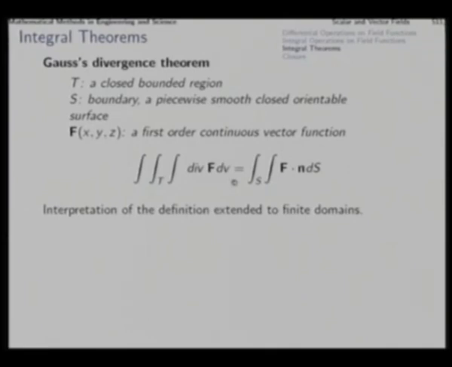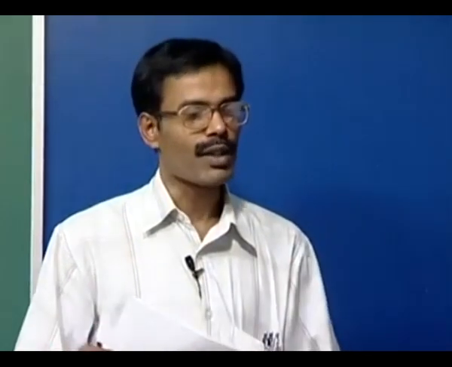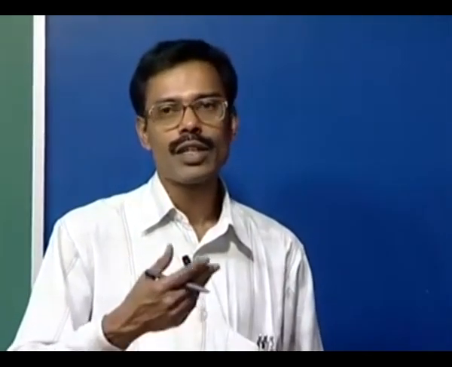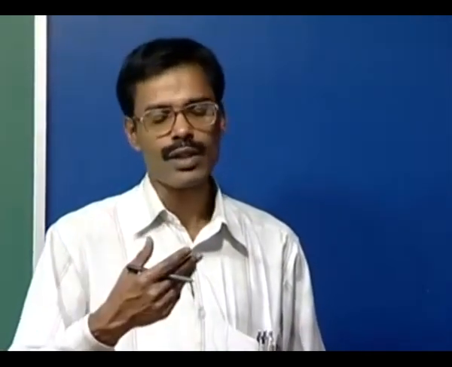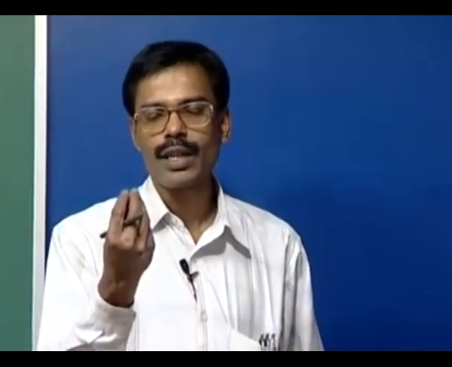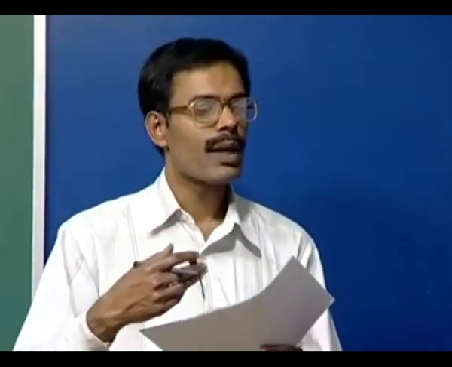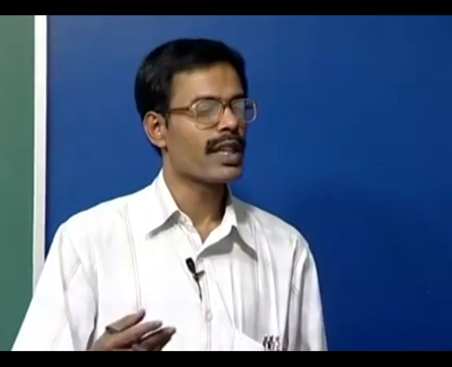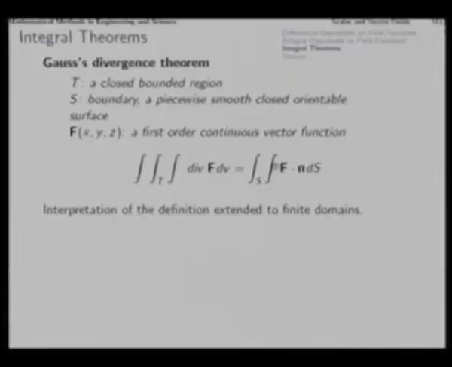Now, this is actually a direct result of the interpretation of the definition of divergence to the finite domains. That is, whatever is the meaning or interpretation of the quantity divergence for an infinitesimal domain around a point, the same theme when extended to finite domains, the corresponding extension turns out to be this divergence theorem.